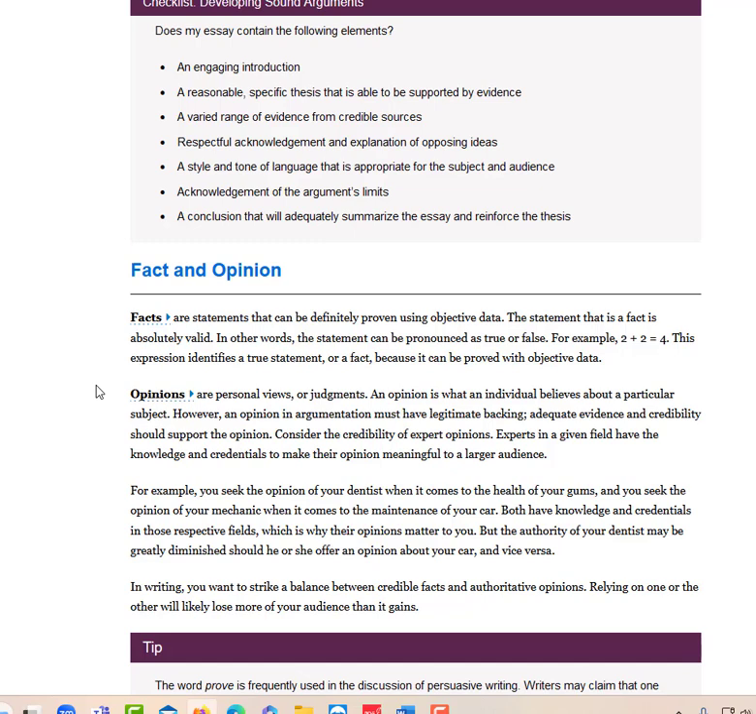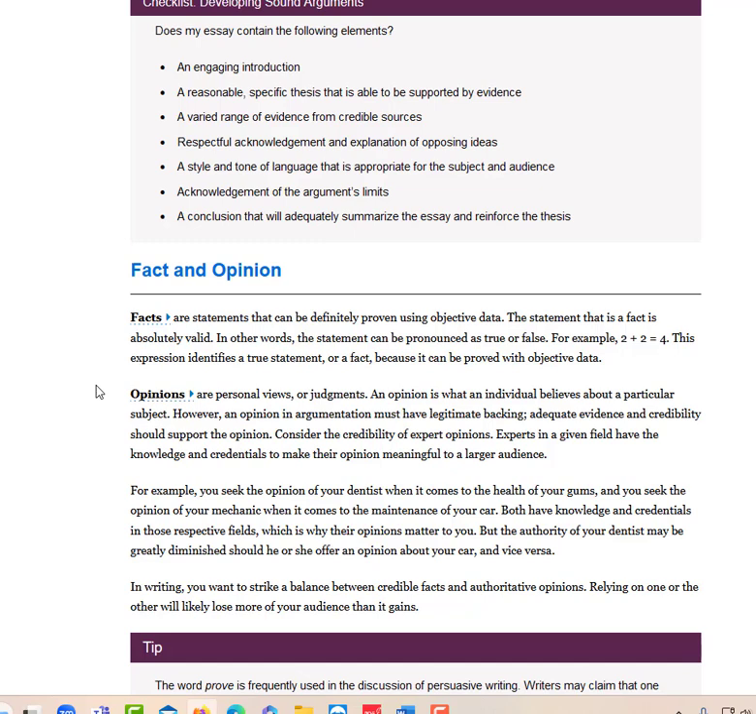Facts. Facts are statements that can be definitely proven using objective data. A statement that is a fact is absolutely valid. In other words, the statement can be pronounced as true or false. For example, 2 + 2 = 4. This expression identifies a true statement, or a fact, because it can be proved with objective data.